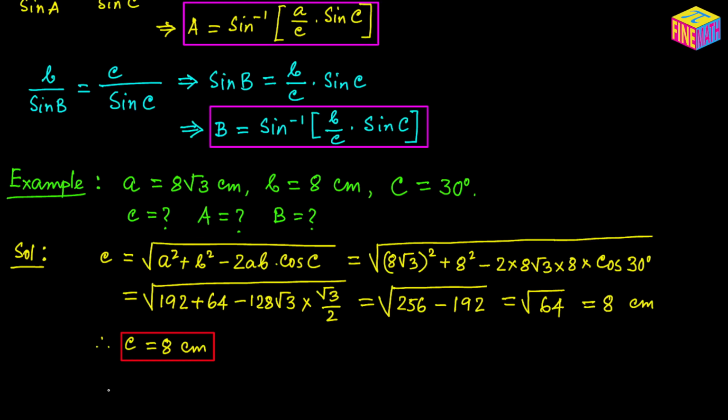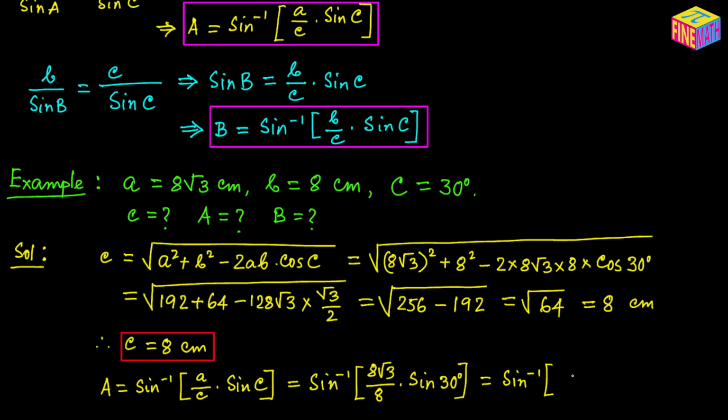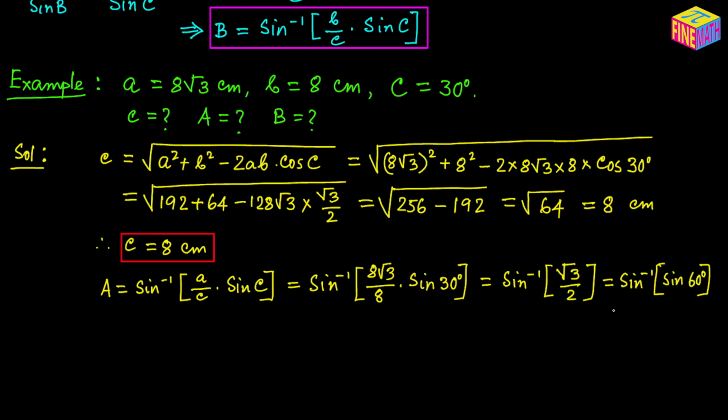We can write A as sine inverse of a over c times sine of C, and that is equal to sine inverse of, now what is a? Well, a is actually 8 times square root of 3, and what is c? Well, c is actually 8. We have just found the value of c, so that is a over c times sine of 30 degrees, that is equal to sine inverse of square root of 3 times sine of 30 degrees, which is actually 1/2, so that would be square root of 3 over 2, and we can write it as sine inverse of sine of 60 degrees. That means this is going to be equal to 60 degrees. So essentially we can say that A is equal to 60 degrees.